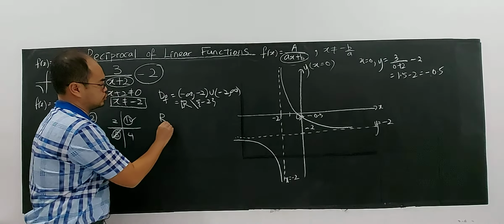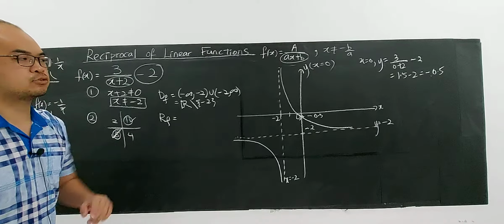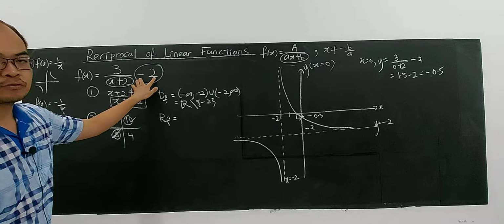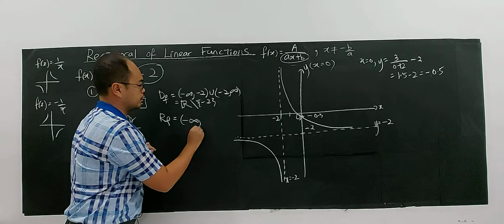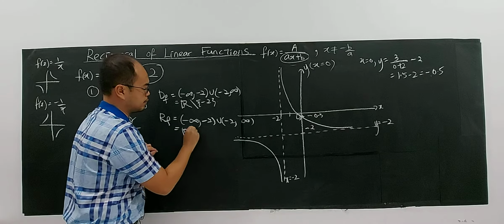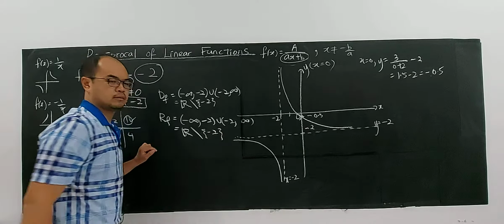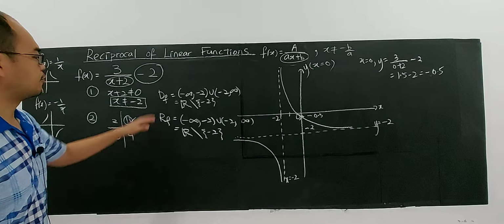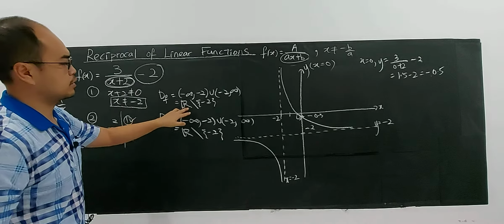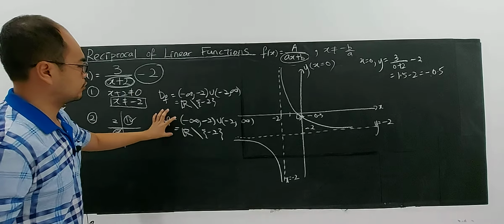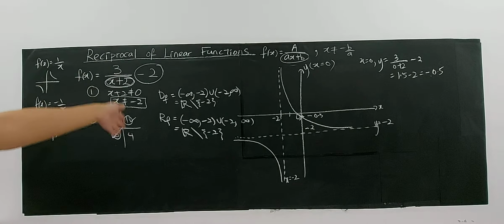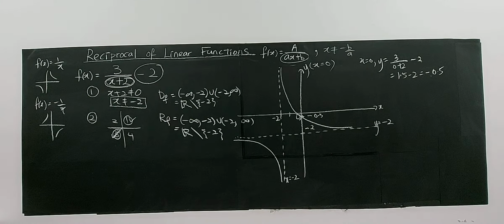So for the range, without the graph you can actually read the range as well. If you see there is a negative 2 here, then you know that the range will be negative infinity up to negative 2 union negative 2 up to infinity. It means that y cannot be negative 2. For domain, you look at the denominator: x cannot be negative 2. For the range, you look at the number here, which is also negative 2. So this is the domain and range, and this is your graph.